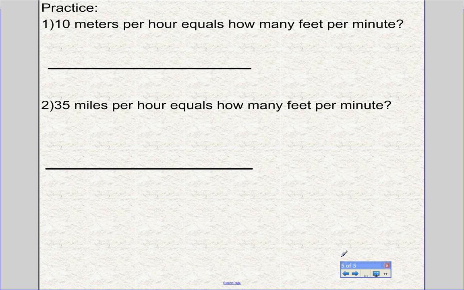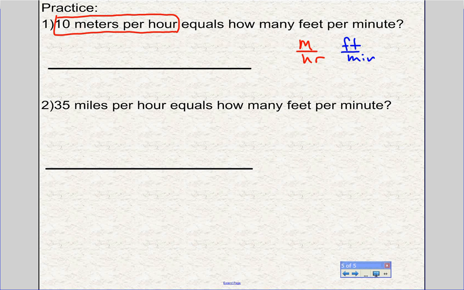All right, so let's check these. I'm going meters per hour to feet per minute. So I'm starting with meters per hour. I want to go to feet per minute. So I need 2 conversions again. Meters to feet, hours to minutes.